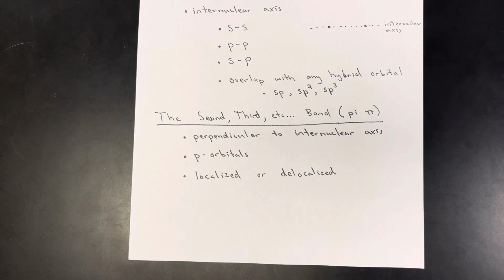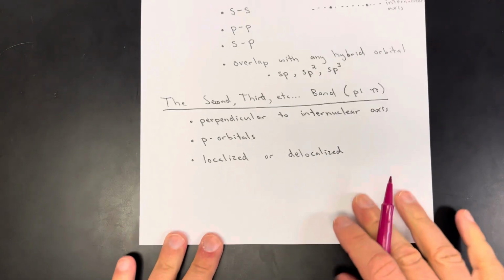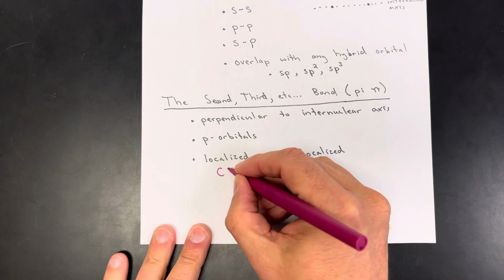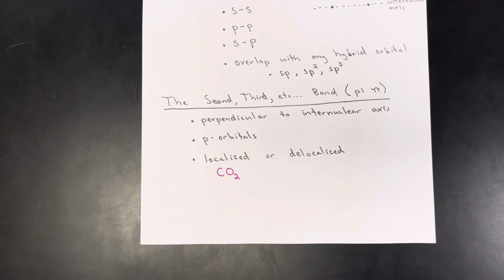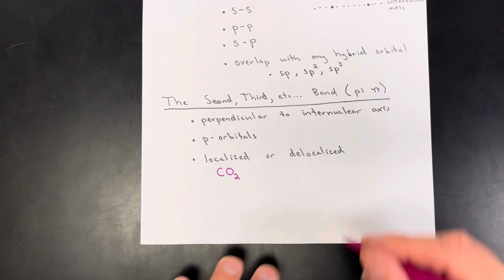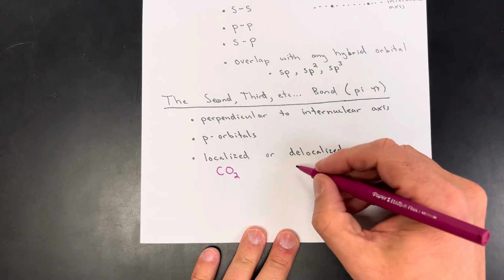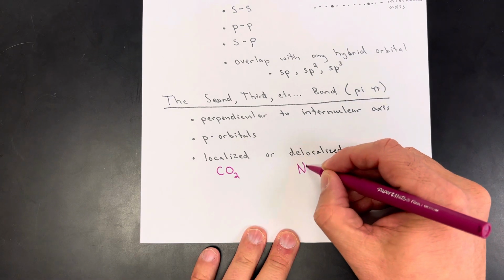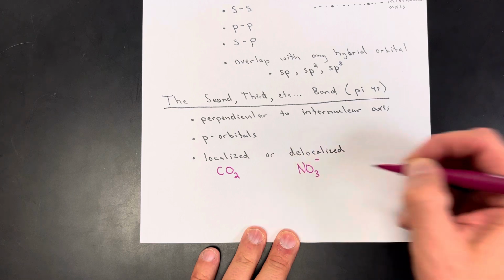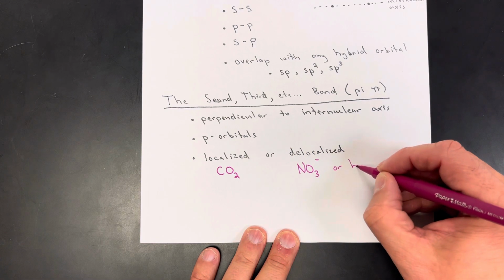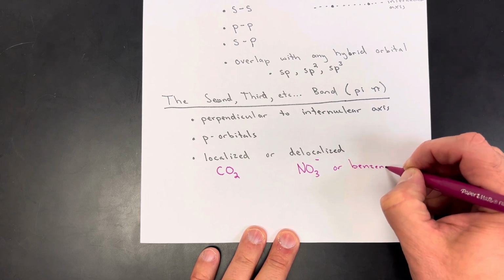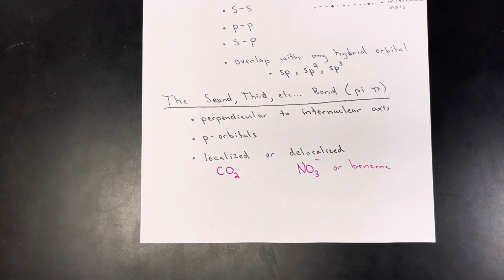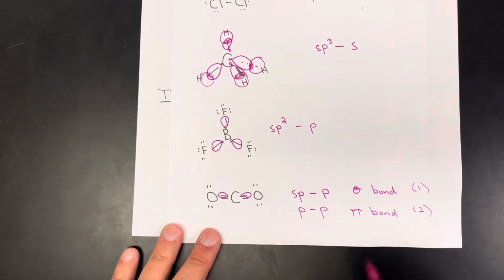What does it mean if p orbitals are localized versus delocalized? Well, the examples that I want you to put in your notes here is that carbon dioxide is localized, and some examples of delocalized electrons that are pi are going to be like the nitrate ion or benzene. Now let's go back and take a look at our carbon dioxide, okay?